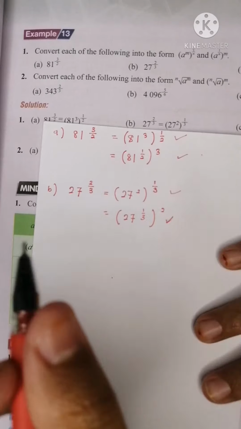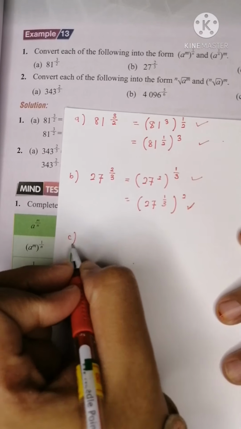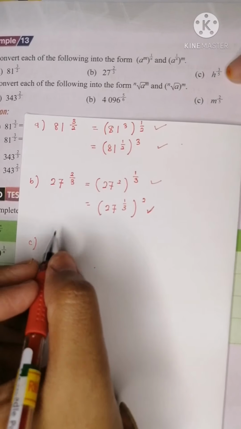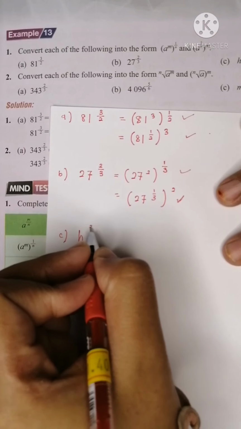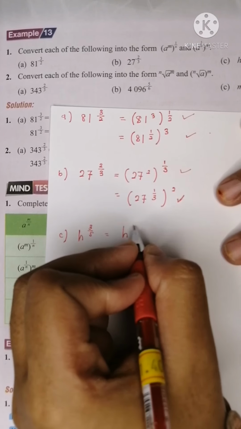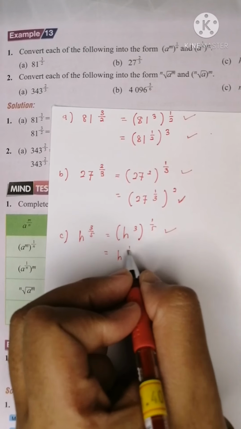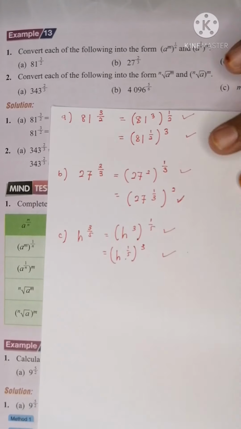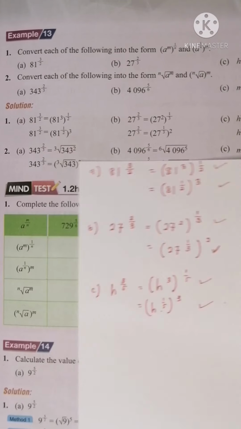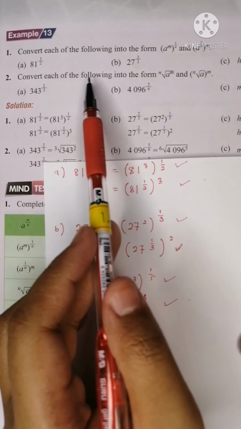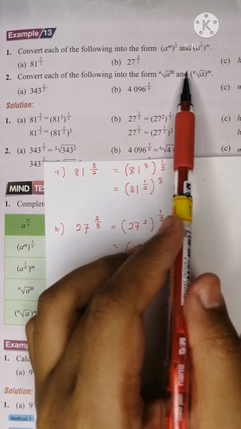Okay, like this. Now, for C, h to the power of 3 over 5. So your answer will become like this: h to the power of 3, 1 over 5. Or another form, h to the power of 1 over 5 to the power of 3. Okay, that's it. Now, look at question number 2. Convert each of the following into the forms of this one and also this one.